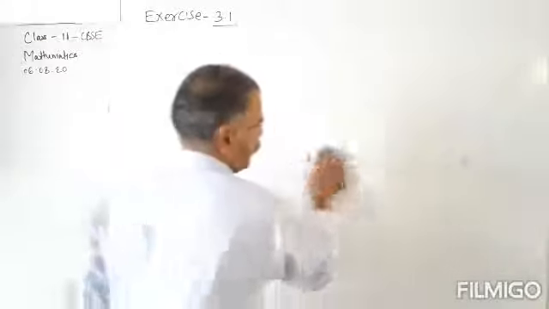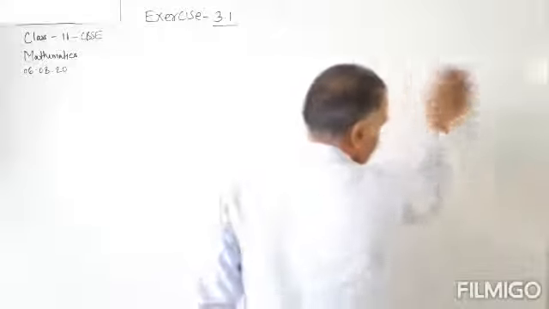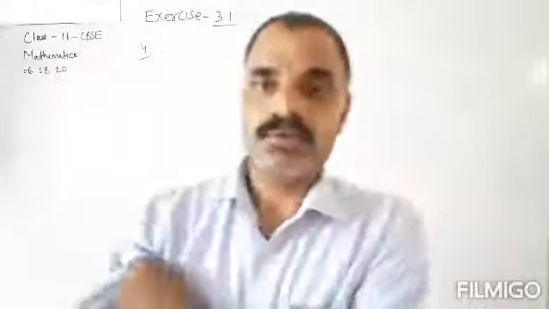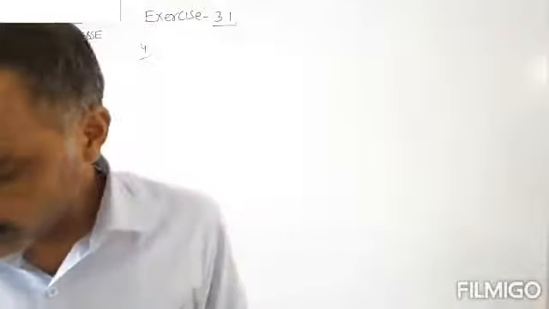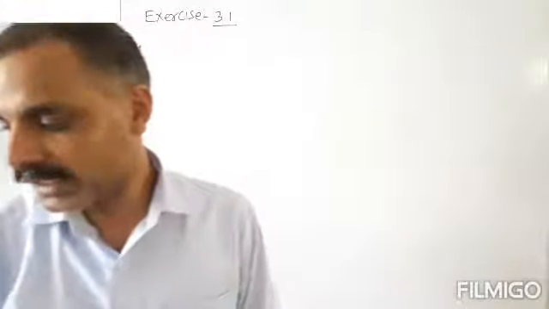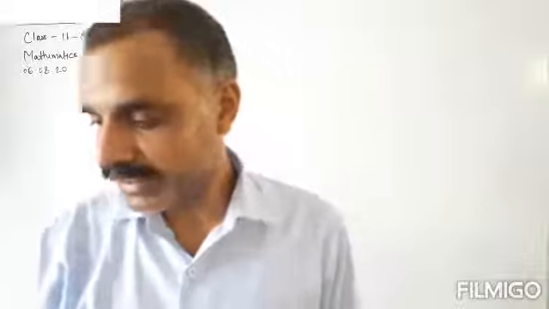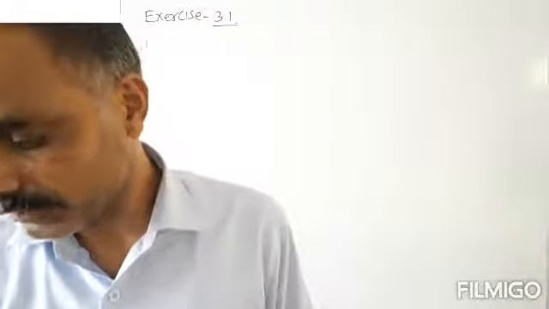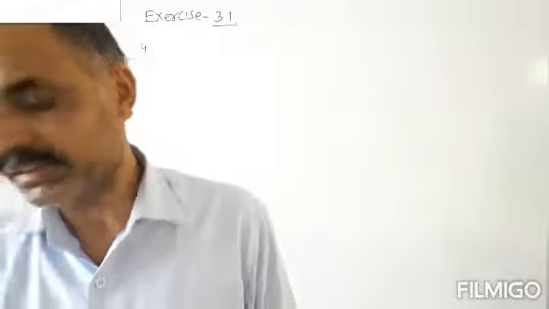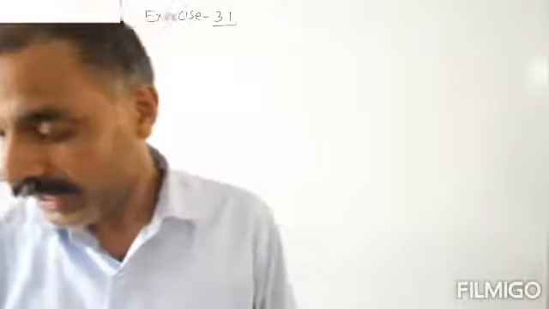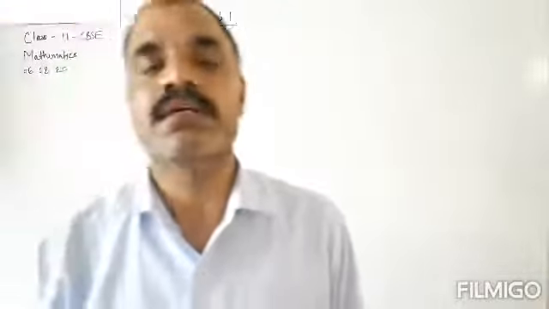Now let's take another question, that is question number 4. Question number 4 is: find the degree measure of the angle subtended at the center of a circle of radius 100 centimeter by an arc of length 22 centimeter. Radius is given as 100 centimeter and arc length is 22 centimeter.